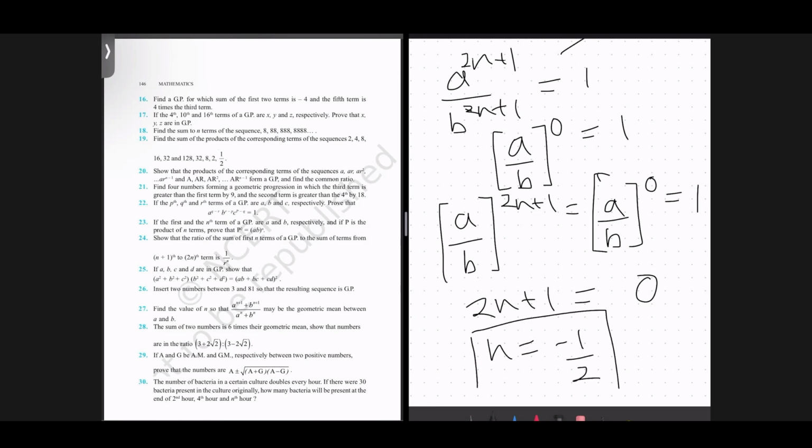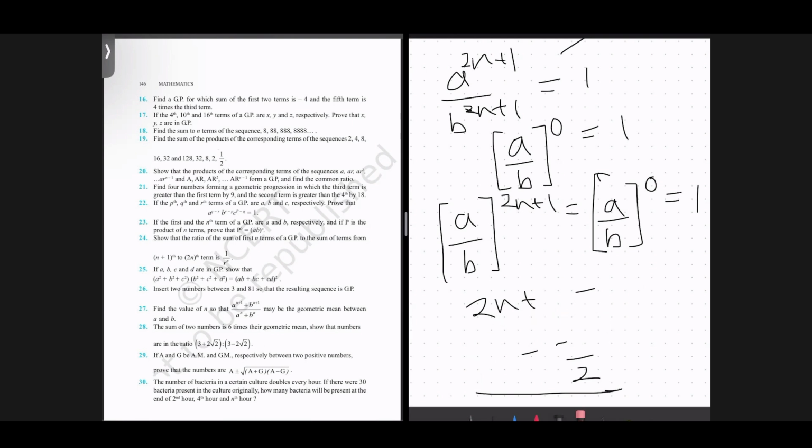So for the value of n equals minus 1 by 2, a raised to the power n plus 1 plus b raised to the power n plus 1 upon a raised to the power n plus b raised to the power n is going to be the geometric mean between two numbers. Correct. So that was the solution.